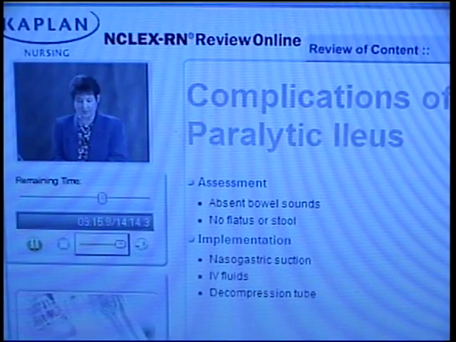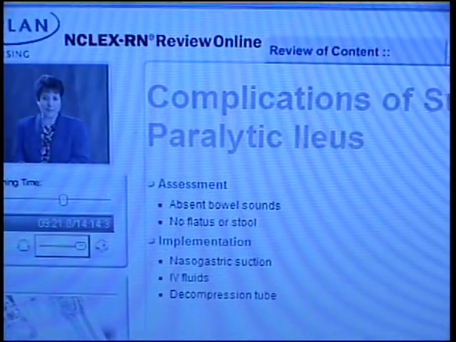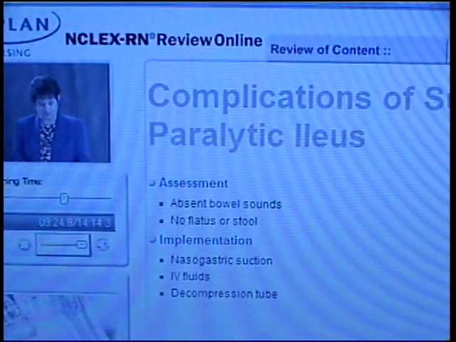The next complication of surgery is paralytic ileus. Remember, the intestinal movement stops because of the anesthesia. If it fails to be reestablished, then paralytic ileus results. What you will see with paralytic ileus is absent bowel sounds. There'll be no passage of flatus or stool postoperatively after the amount of time where you usually would see it happen. For treatment, they will put an NG tube down and attach it to suction for decompression. They will put the patient on IVs if they're not already on IV fluids, and they may need a decompression tube, one of the tubes we talked about before, the Miller-Abbott or the Cantor tube, to decompress the bowel.